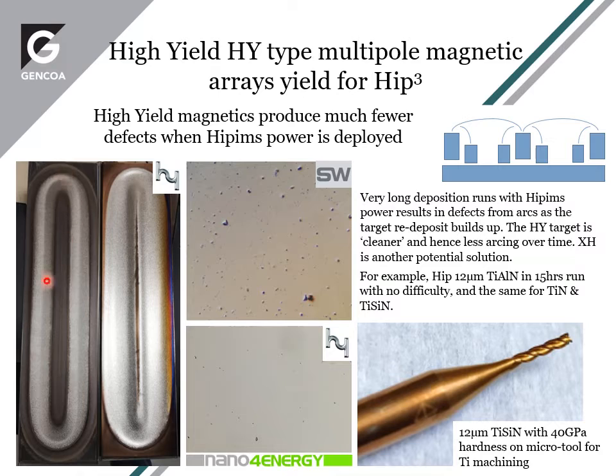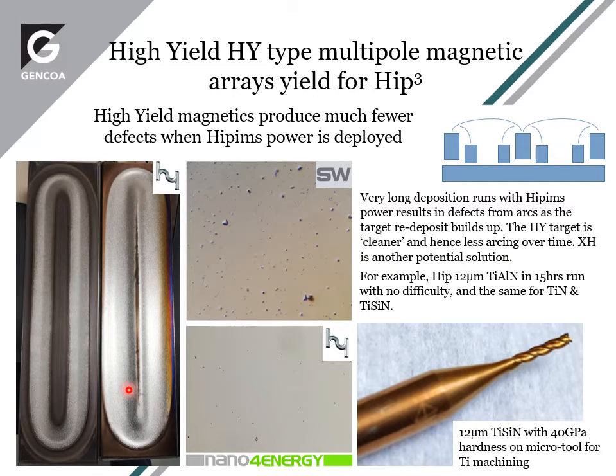So a standard two-pole system, due to the nature of the field, in the reactive situations with this high PIMS power, can produce quite a large amount of redeposit, whereas a high yield design of the same target has a flatter erosion and has a wider plasma, and it produces a much smaller redeposit area.